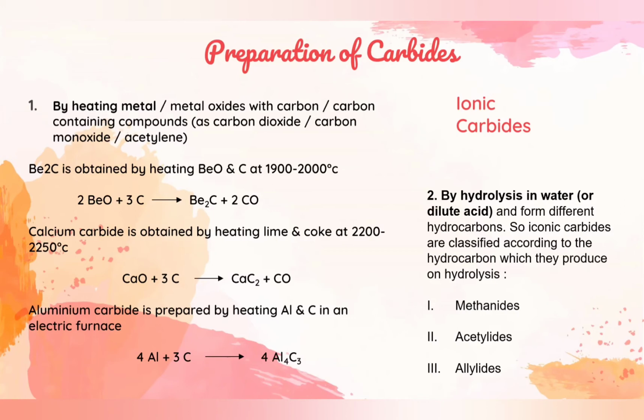Aluminum carbide is prepared by heating aluminum and carbon in an electric furnace. 4 mole of aluminum will react with 3 mole of carbon and produce 1 mole of aluminum carbide. Secondly is by hydrolysis in water or dilute acid, forming different hydrocarbons. So ionic carbides are classified according to the hydrocarbon they produce on hydrolysis, which are methanides, acetylides, and allylides.